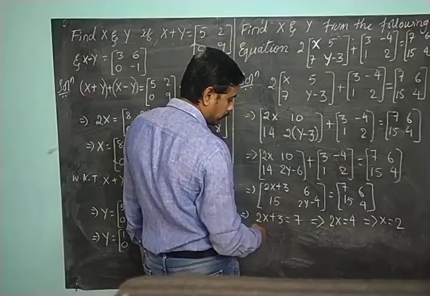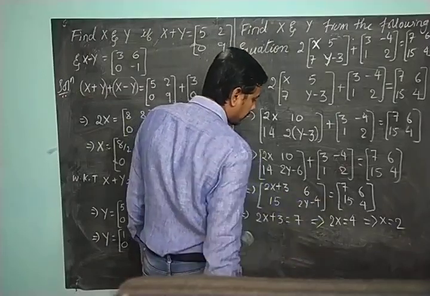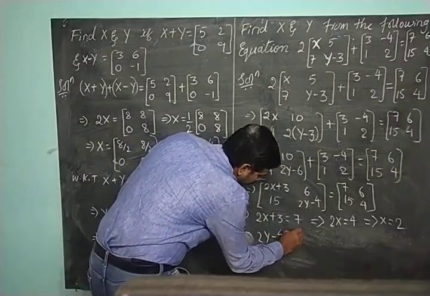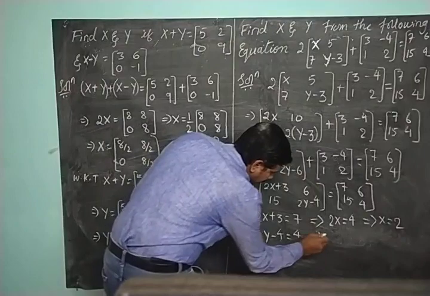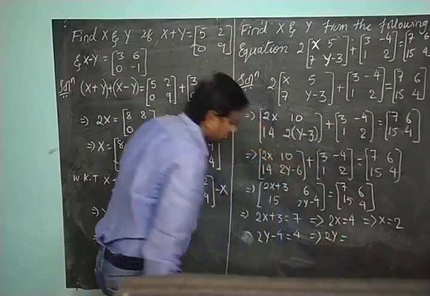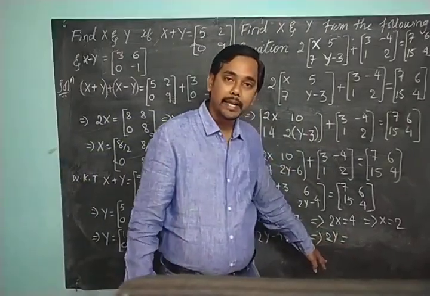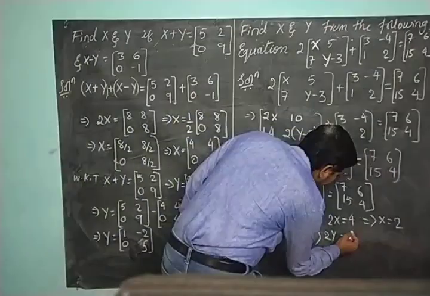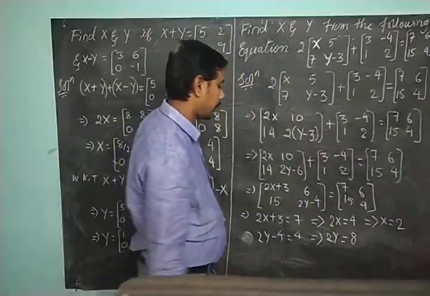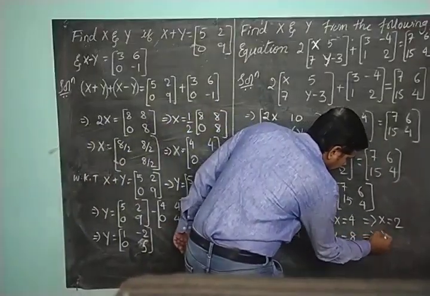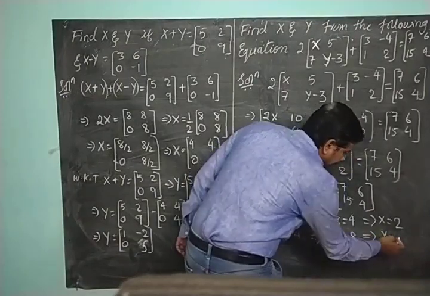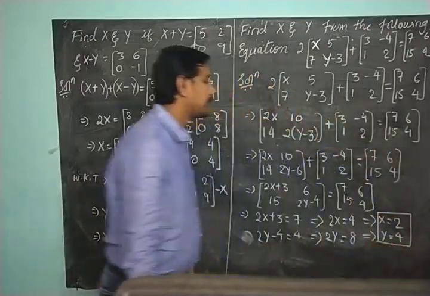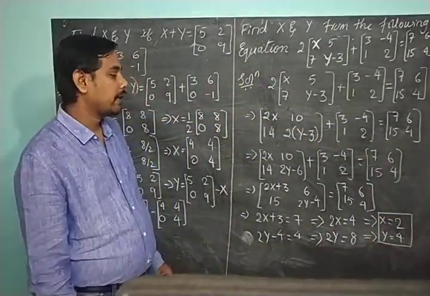Then 6 is equal to 6, 15 is equal to 15, we don't need to equate those. 2y minus 4 is equal to 4. What happens? 2y is equal to 4, with minus 4 shifted to the other side, it becomes plus 4. So 2y is equal to 8. So what will be y? y will be equal to 8 divided by 2, that is 4. This is how we need to find the values of x and y.